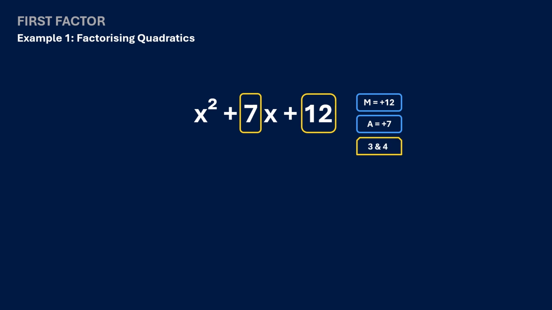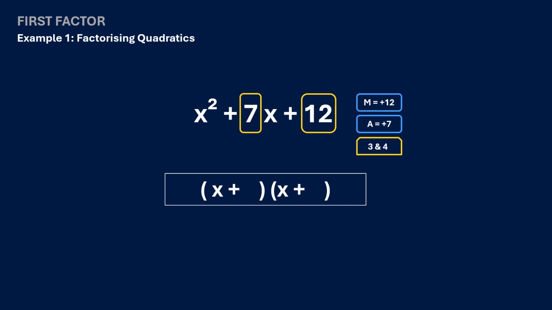Next, to get our final answer, we set up the final two brackets. So we put two brackets with x at the beginning, and you simply insert your 3 and 4 into those two brackets, and that is your final answer.